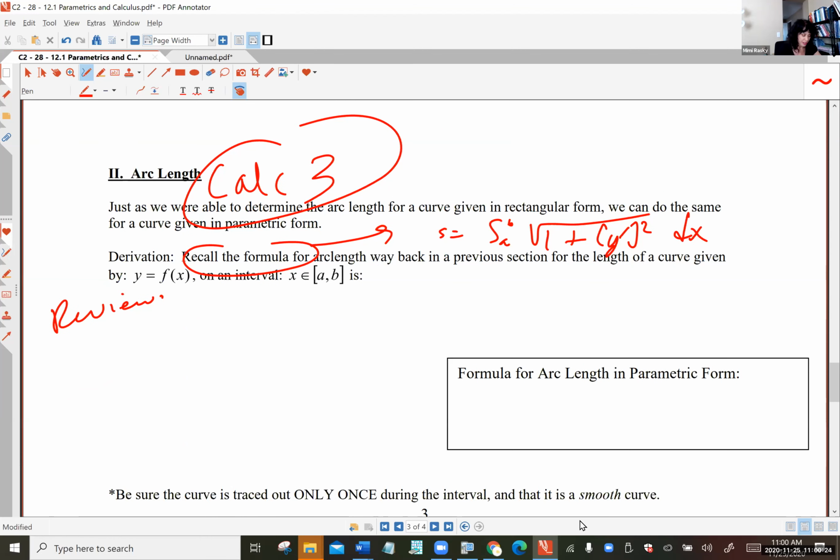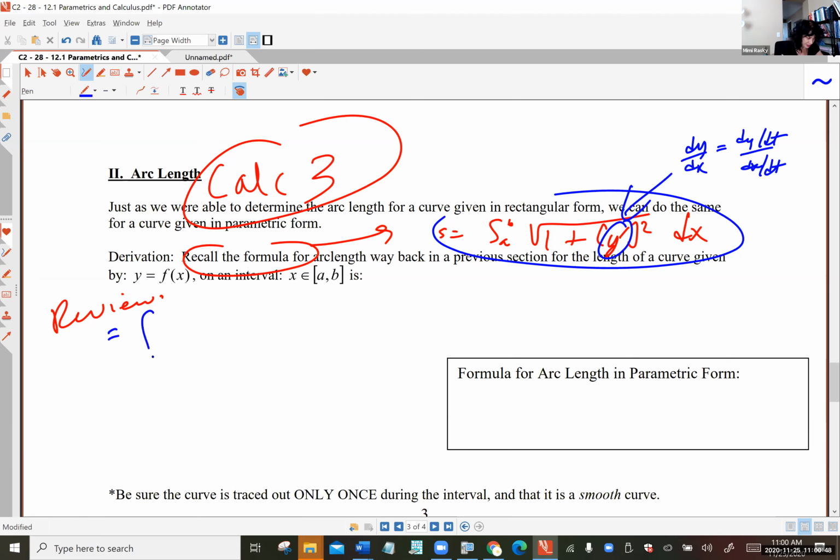Let me do the derivation because it's kind of cool and it's not that hard for you to understand. Plus, you kind of need this to do some of the problems anyways. You start with what you know, and then we plug in place of y prime the dy dx. But remember, the parametric dy dx is dy dt divided by dx dt. So your integral is going to look horrible. Is it even going to be integrable?